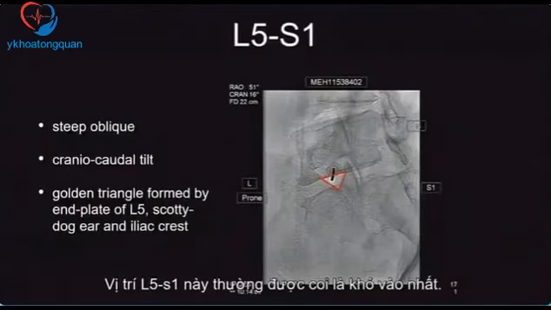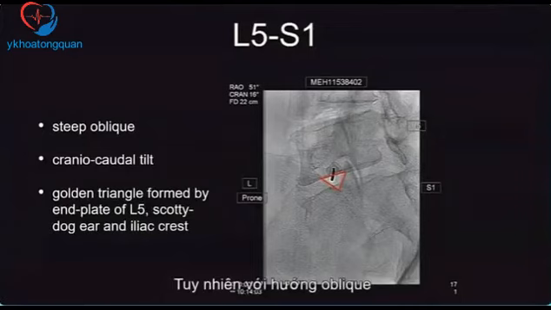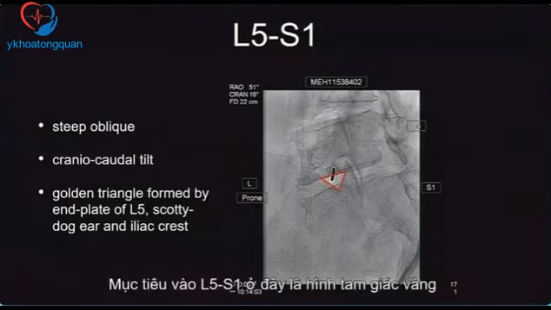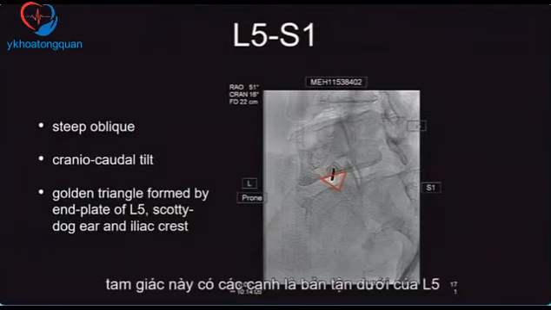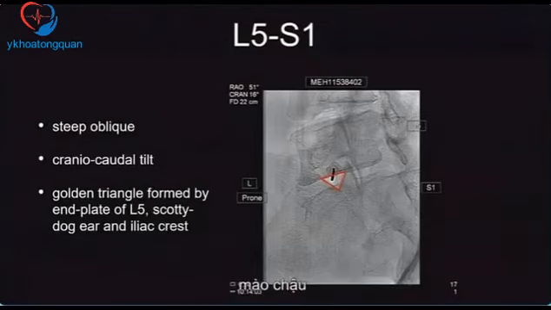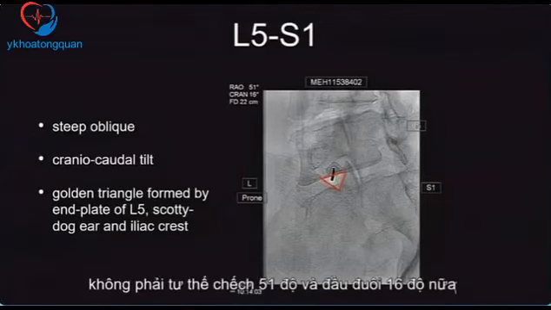The L5-S1 disc is generally regarded as the most difficult disc to enter because of the marked lordosis at the lumbosacral junction. However, with a steep oblique and a cranial-caudal tilt, the golden triangle, which is the target point of entry for the needle at L5-S1, is easily visualized, and this triangle is formed by the inferior end plate of L5, the iliac crest, and the anterior margin of the Scotty dog ear. Note the RAO 51 degrees and cranial 16 degrees tilt.